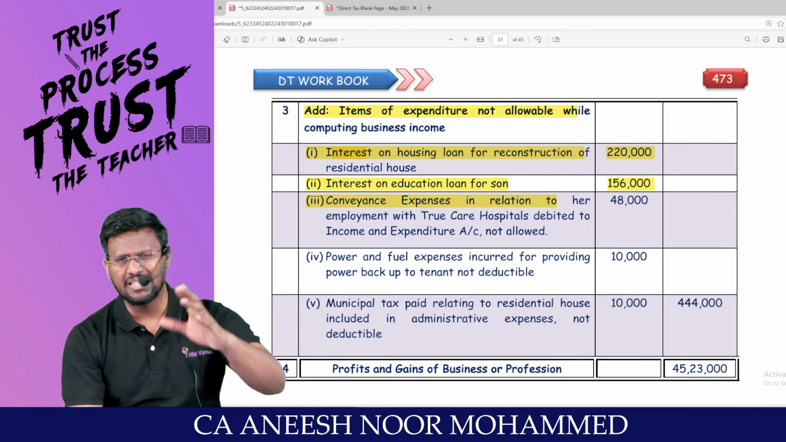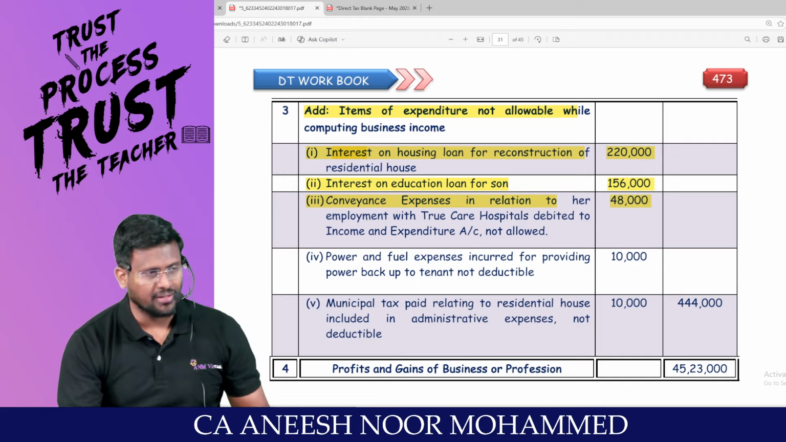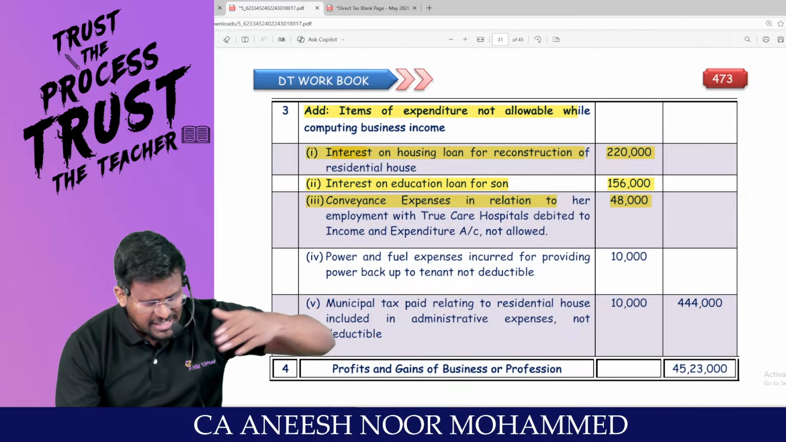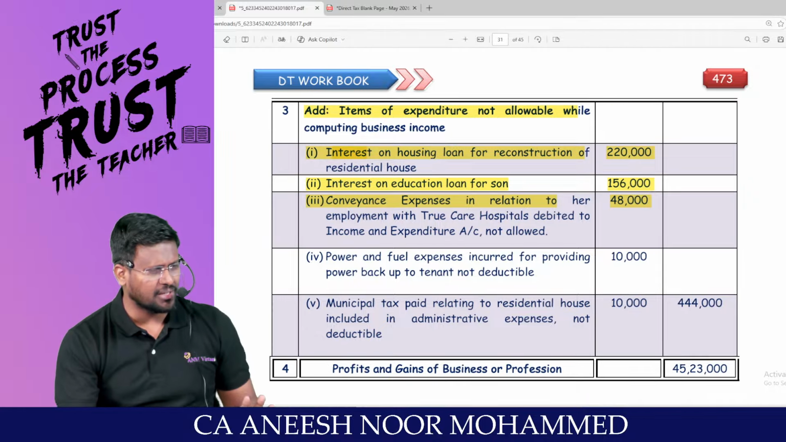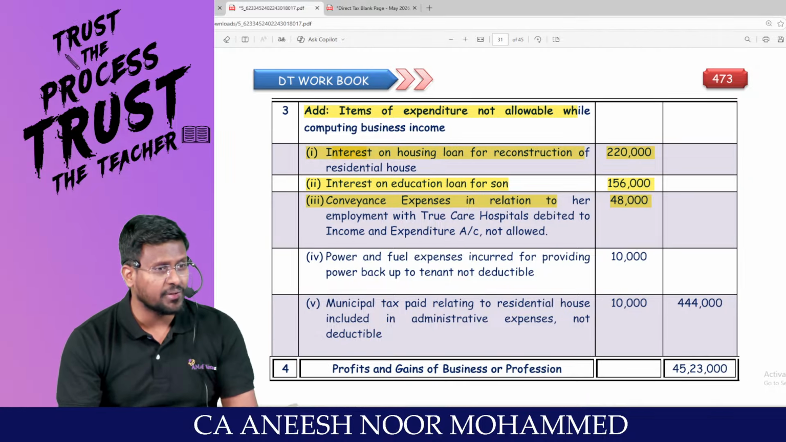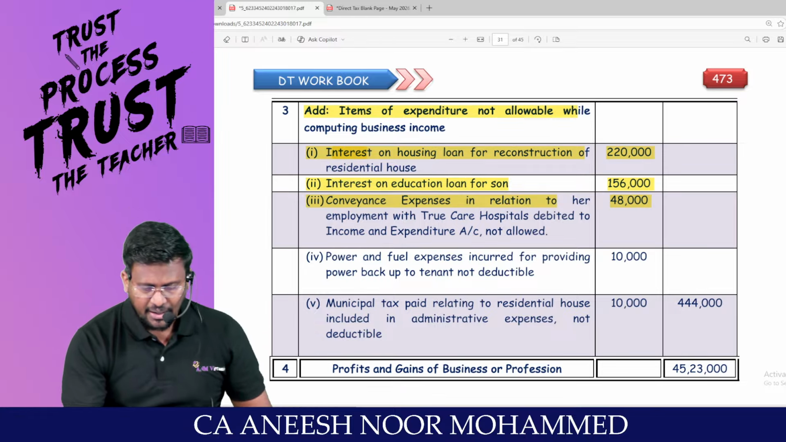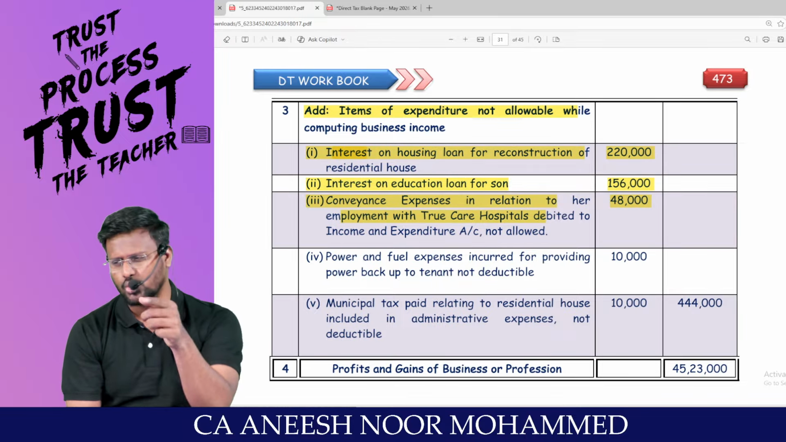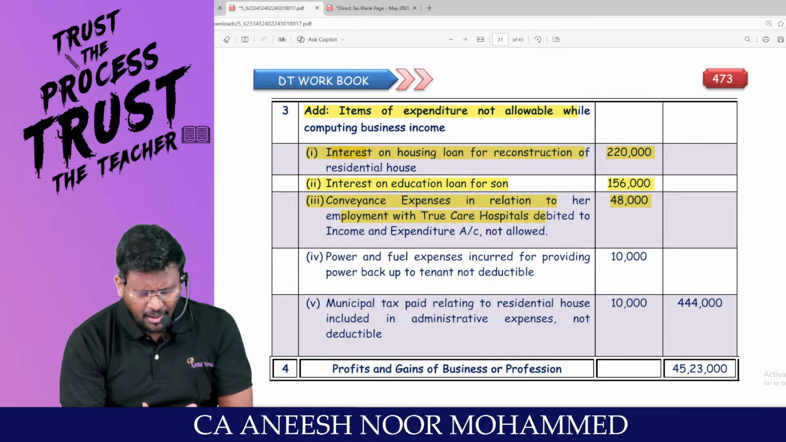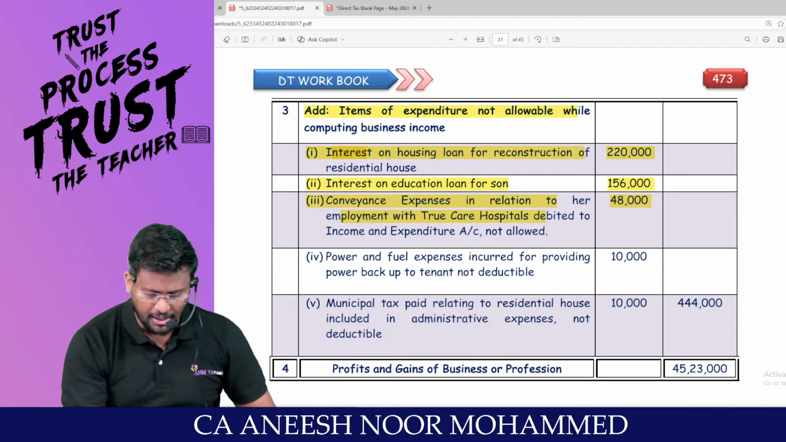Conveyance expense. It is related to your salary income. Am I right? Sir, 48,000. Sir, to cover all these conveyance expenses, transport, traveling, going there, coming here, drinking tea, we are giving a standard deduction of 50,000. Am I right? So don't claim conveyance expense again as a deduction under salary. But that should not be debited to what? P&L, because it's not a business expenditure. It's a salary income related expenditure. Should be added back.